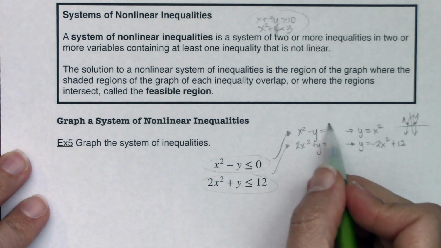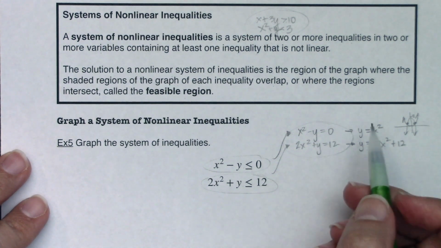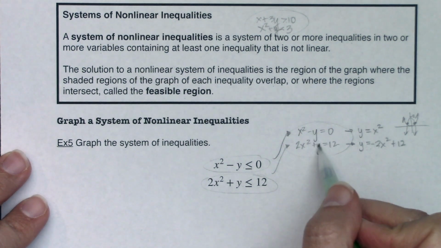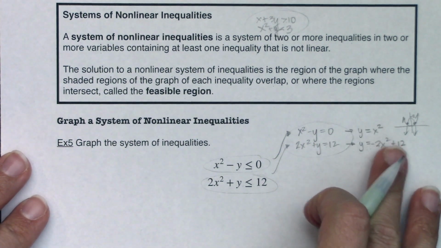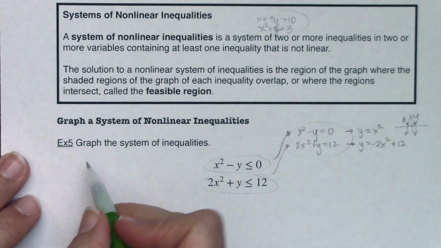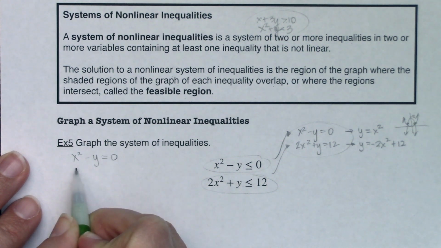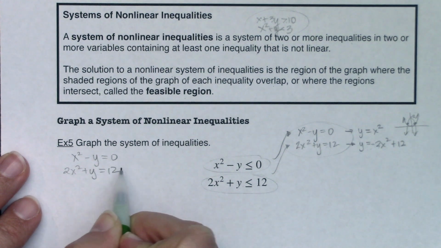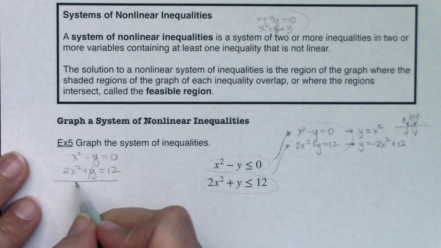So if I change all of these to equal signs, I'm going to go ahead and try and solve this as a system of equations first, and then I can move to the graph. And if you want to move right to the graph, you're more than welcome to. But if I think of x squared minus y equaling 0, and I think of 2x squared plus y equaling 12, it's set up for elimination. If I add these together, the y's do happen to cancel out.